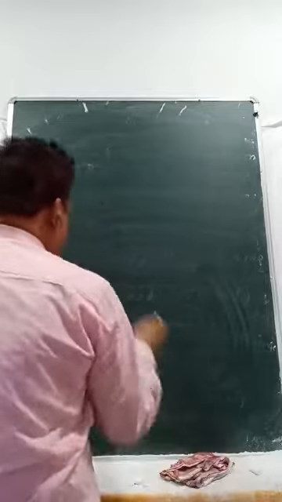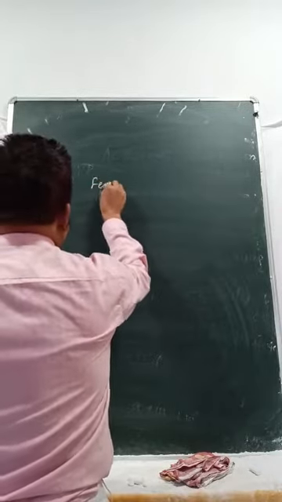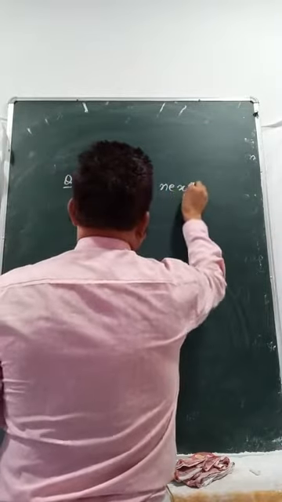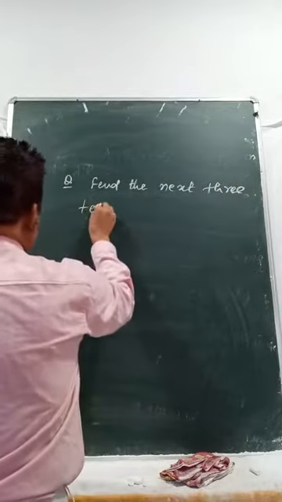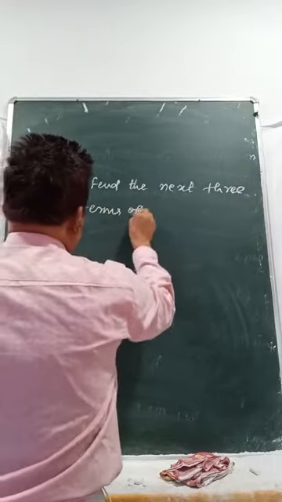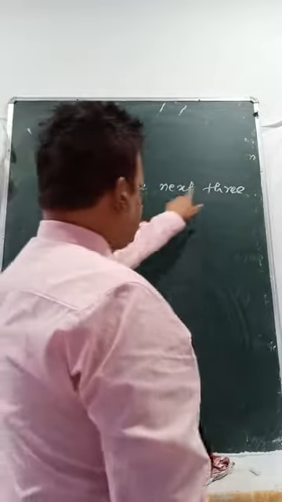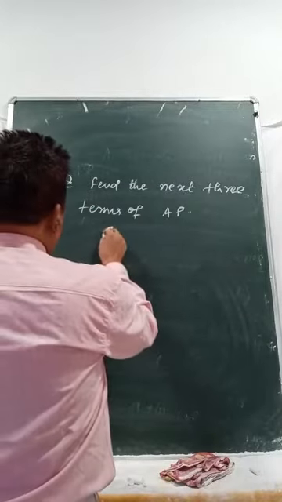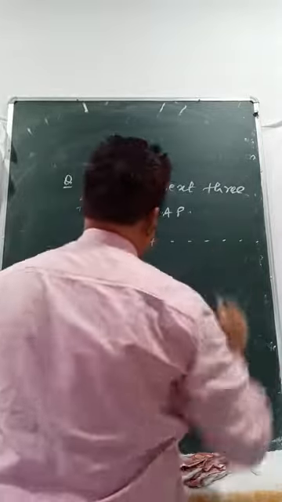Question is, find the next 3 terms of AP. What is that AP given? Now it is given as 3, 5, 7 like this.